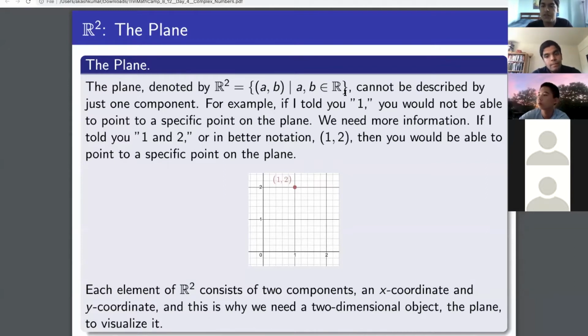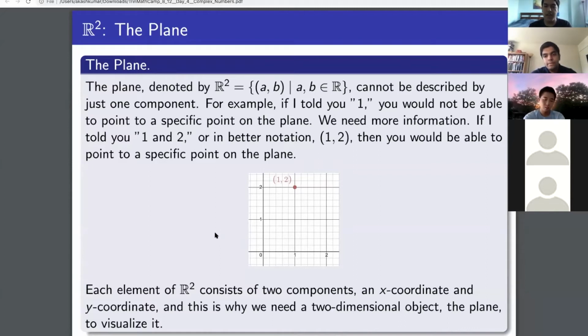So what you need is you need more information. So if I told you 1 and 2, or in math, we just write this for shorthand, (1, 2) in parentheses, like a point, then you can point to a very specific point of the plane. Out of all the elements there, there's just one that satisfies (1, 2), and then it's placed right here, so you can see that we can point to (1, 2).